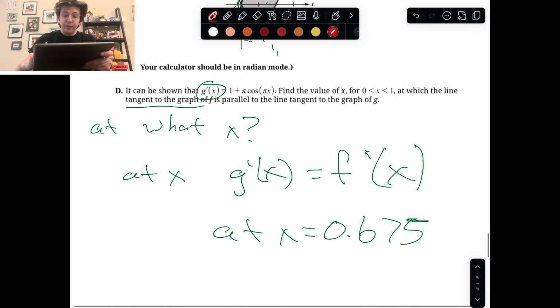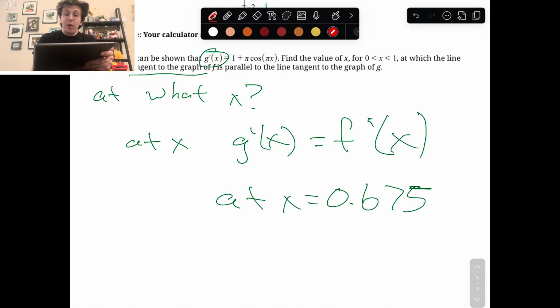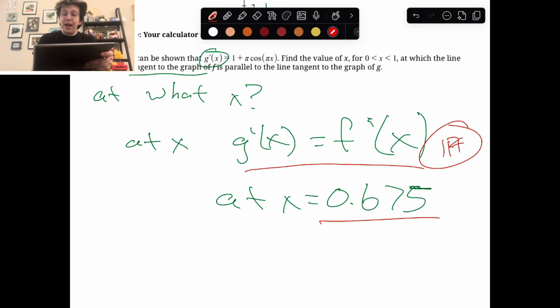And then lastly, the last problem: you got a point if you set g prime equal to f prime. That was 1 point. And you also got another point if you said 0.67 was your answer.